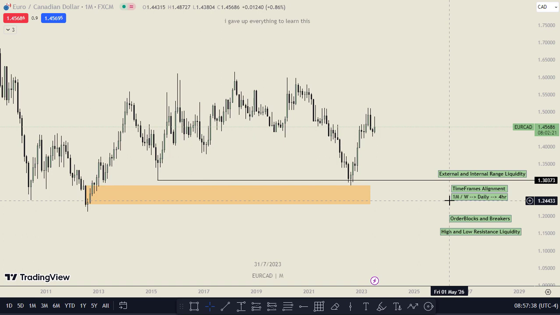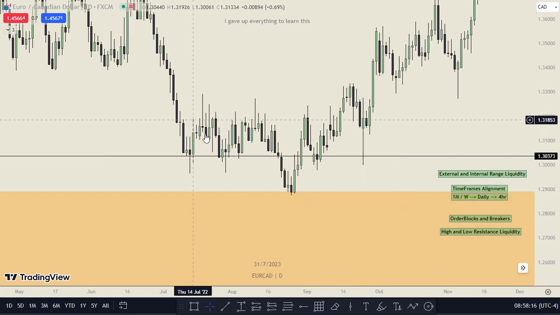Now, after establishing that we have a monthly bullish bias, now we go to the daily time frames and see if the daily is aligned with this idea, if the daily is confirming our idea or not. If we have no confirmation, then we don't have a trade. So let's go to the daily time frame. So now we have the daily time frames in our hand.